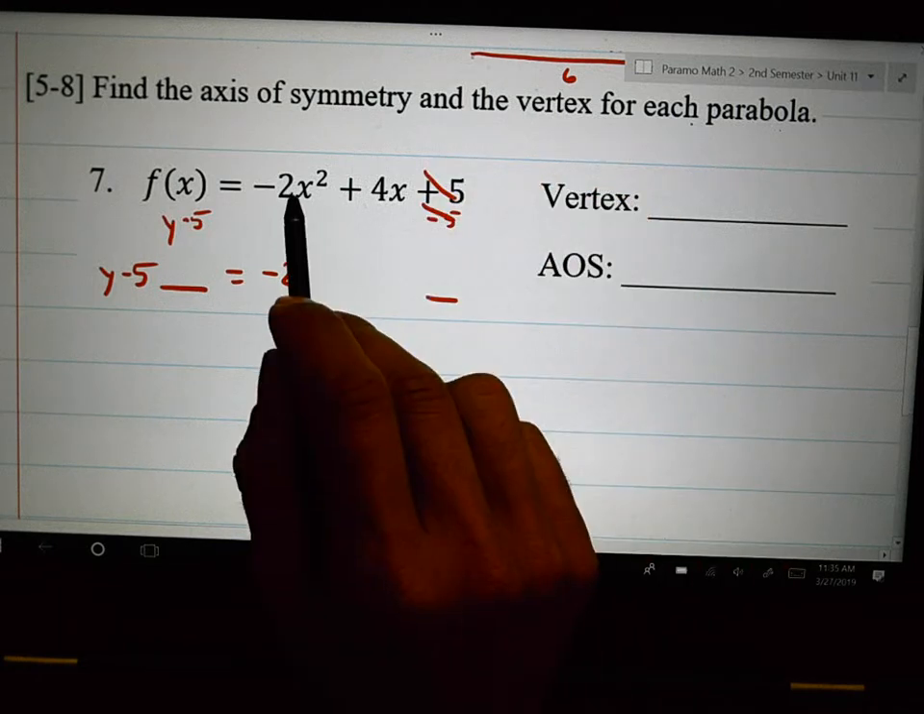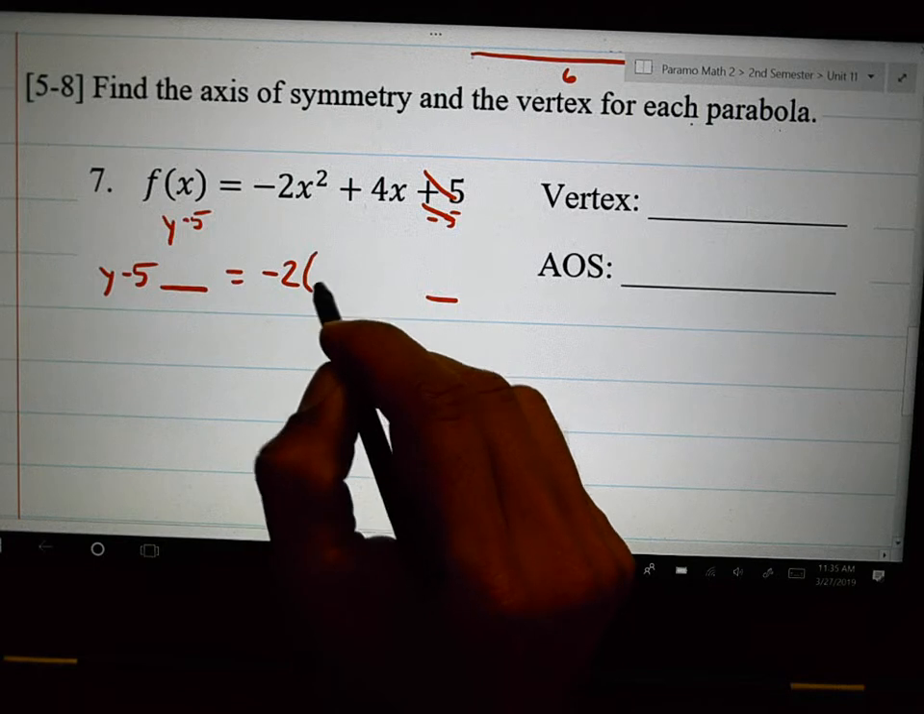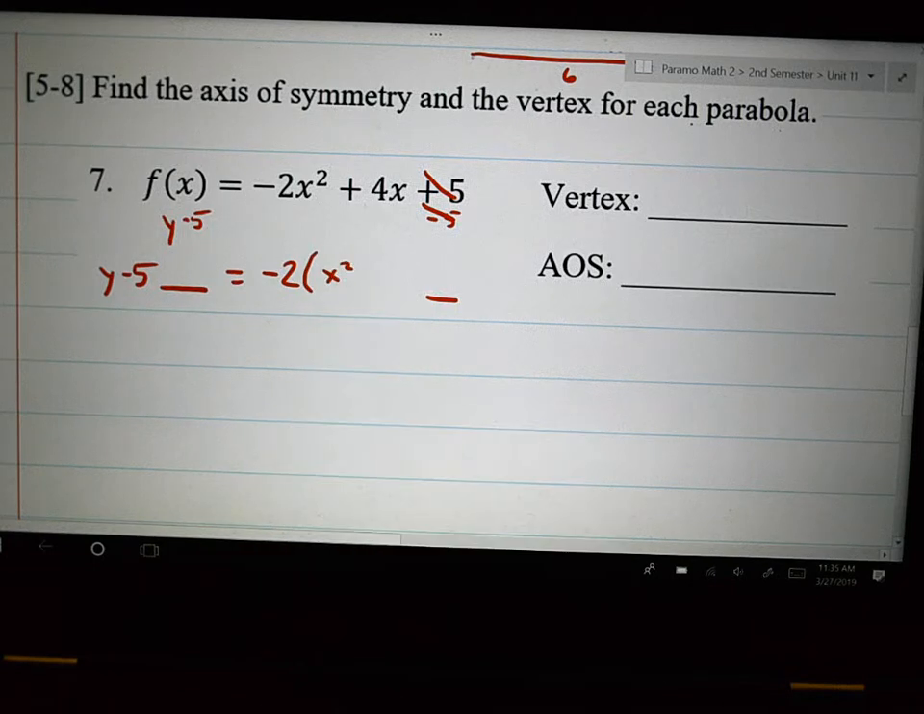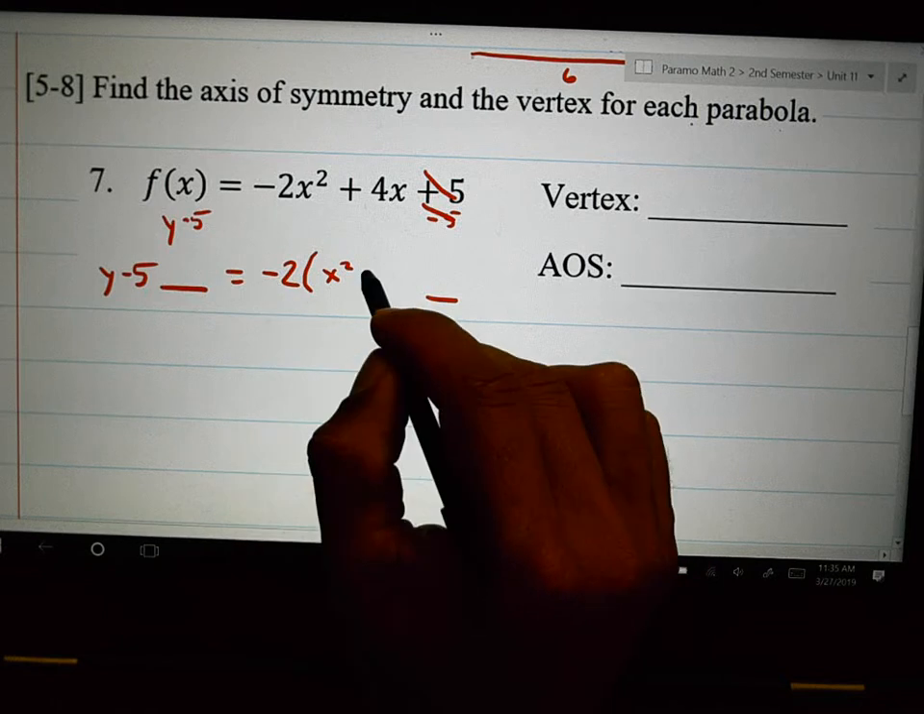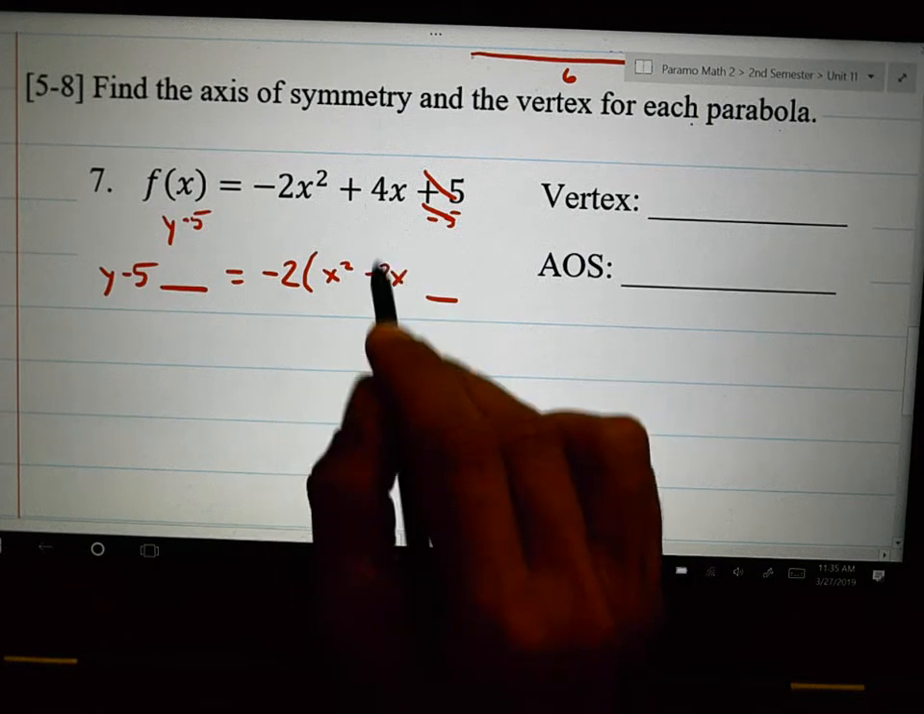Because the a value is a -2, we need to factor out the -2 even from that 4x. -2 times a -2x would be a 4x.